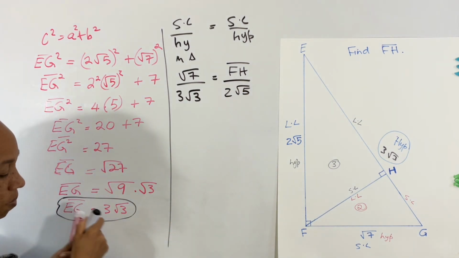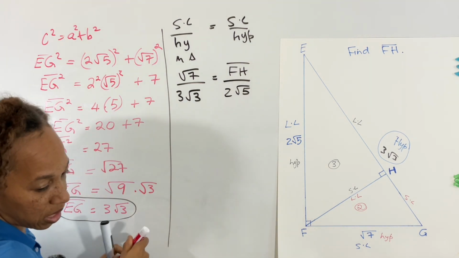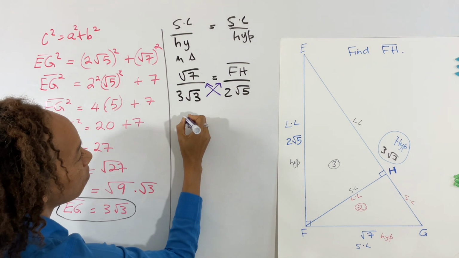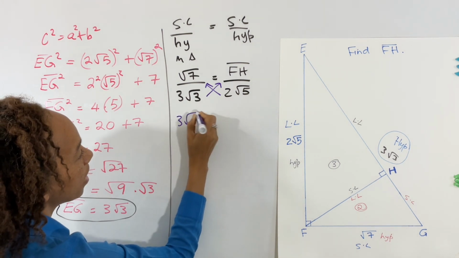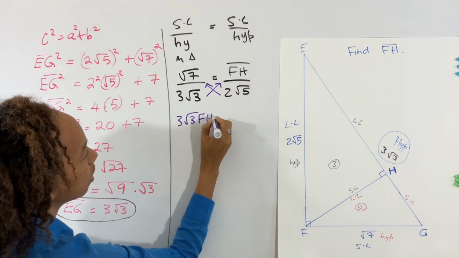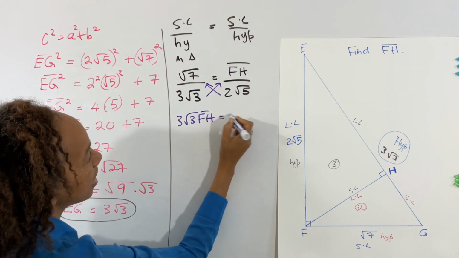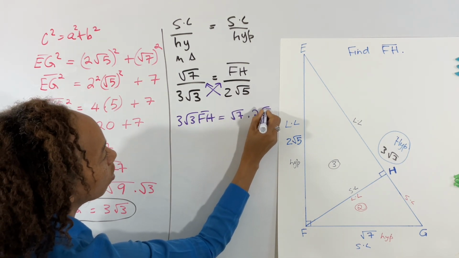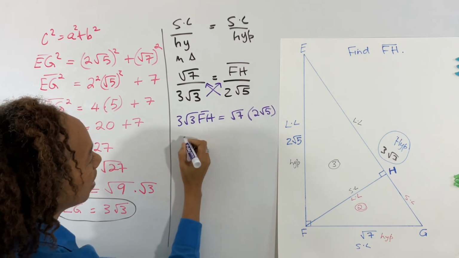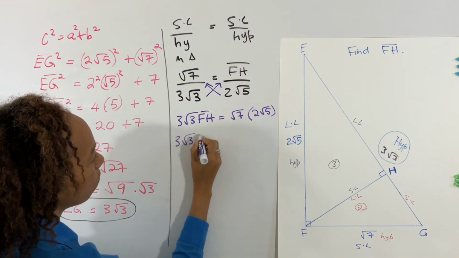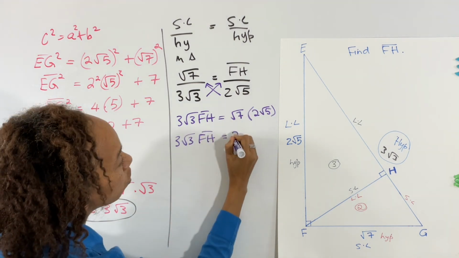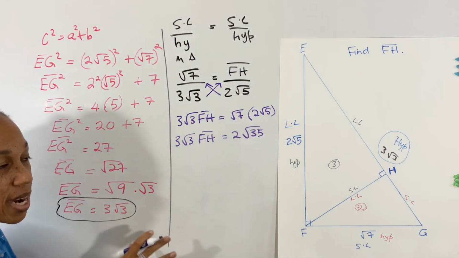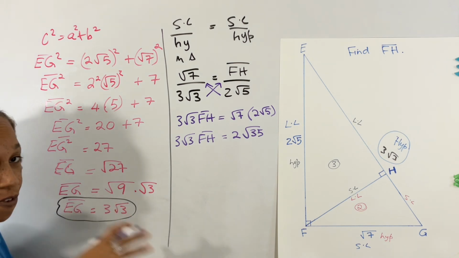And we are going to cross multiply as usual for this scenario. So cross multiply as usual, we will end up with 3 radical 3 FH, which is a segment, set equal to radical 7 times 2 radical 5, right? And that is going to give you 2 radical 35, and you cannot break that down any further.